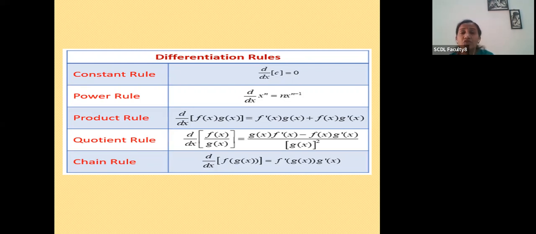So in this condition, when we go with the quotient rule, first find the derivative of the numerator, and then, since we have f of x and g of x, find the derivative of the second term, which is present in the denominator. Next, the chain rule: d by dx of f of g of x is f dash of g of x times g dash x. This way you have to find the derivatives. Don't worry, we will see examples based on this.